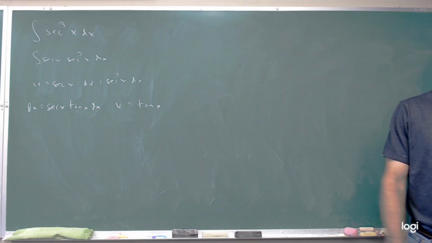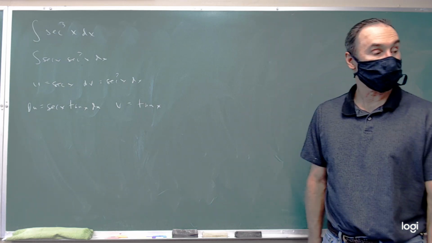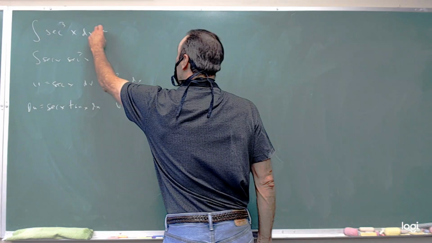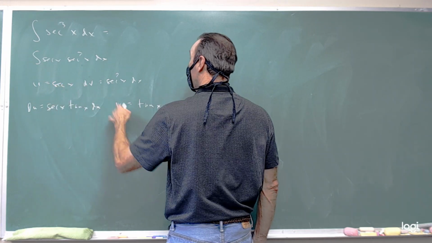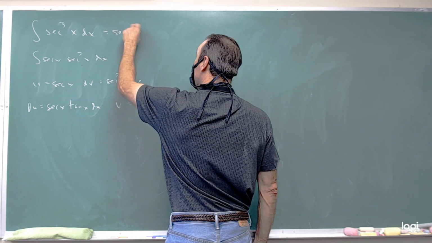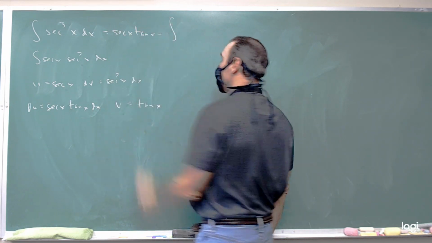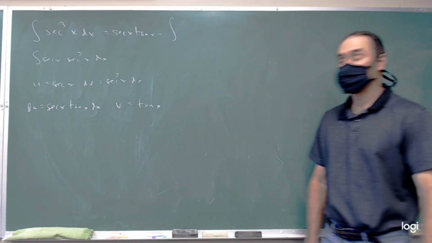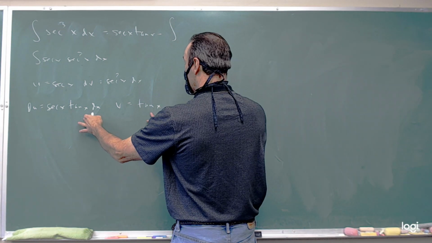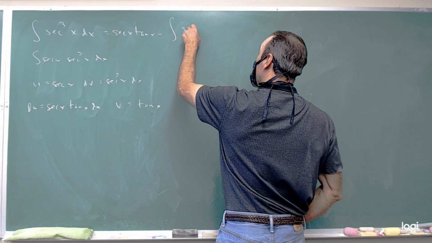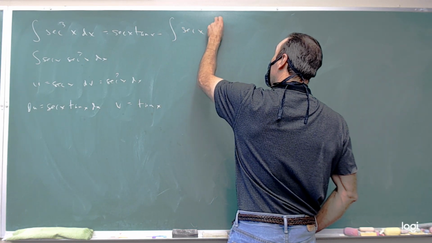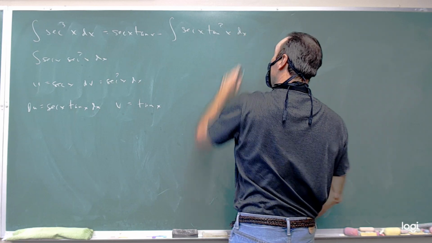So that's the beginning of our odyssey here. It goes on and on and on. So we're going to get u times v. So u times v is secant x tangent x minus the integral of v du. So here's our v and there's our du. So that's going to become a secant x times a tangent squared x dx.